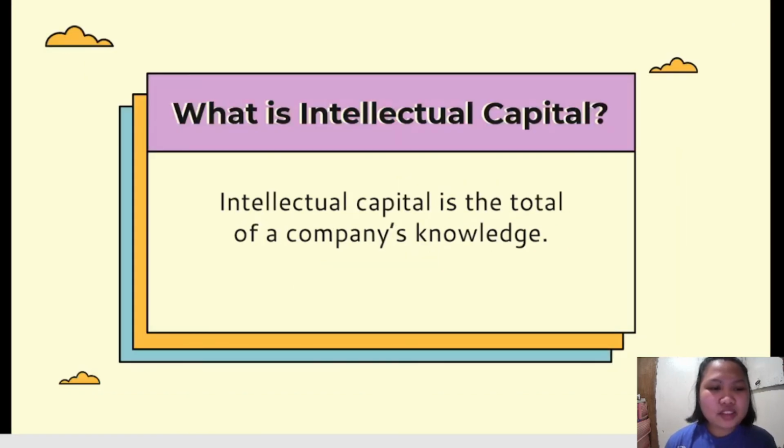What is intellectual capital? Intellectual capital is the total of a company's knowledge. If you were to take a big syringe and extract all the knowledge from every employee and every relationship, you'd end up with a huge vat of intellectual capital.